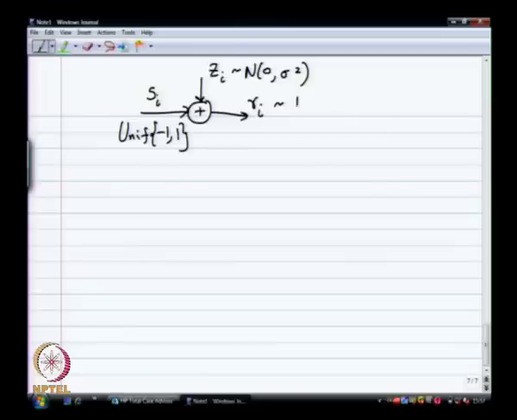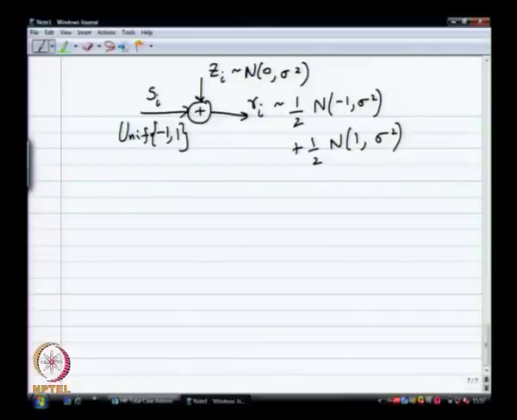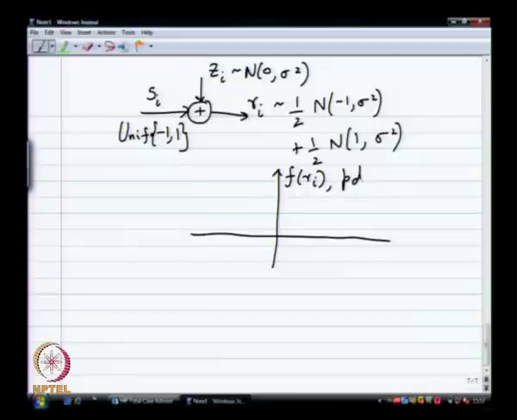So, you can think of it as half normal(-1, sigma squared) plus half normal(+1, sigma squared), right. This is a bad notation I am writing here, but hopefully you see what it is. If you draw the PDF of Ri, how will it look? Okay, this is the PDF, it will look like this, depending on the value of sigma, which we will assume is small enough compared to minus 1 and plus 1. Okay, trivia question, what is this height?